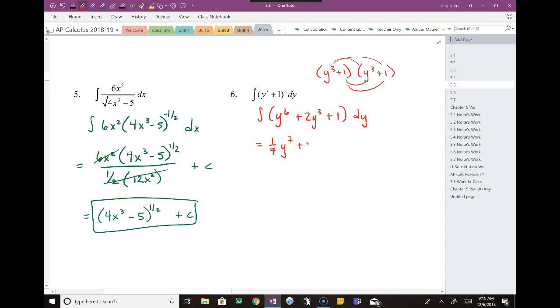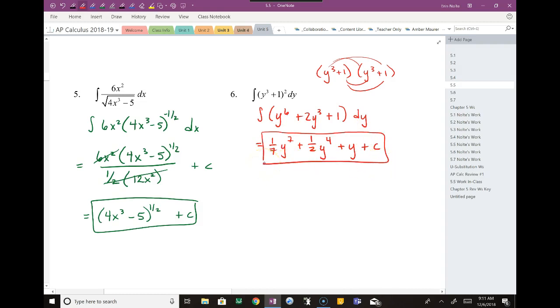Can you jump on this one? Divided by 4, so 2 fourths. Can you jump and say that's going to be 1/2 y to the 4th? Okay. What is the integral of y? Dang it, 1. There you go.